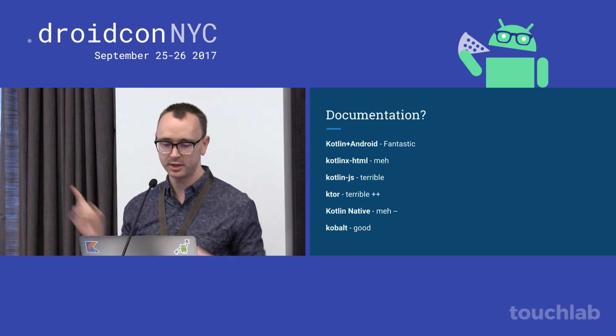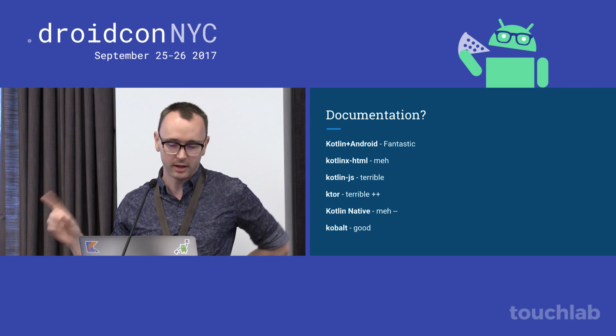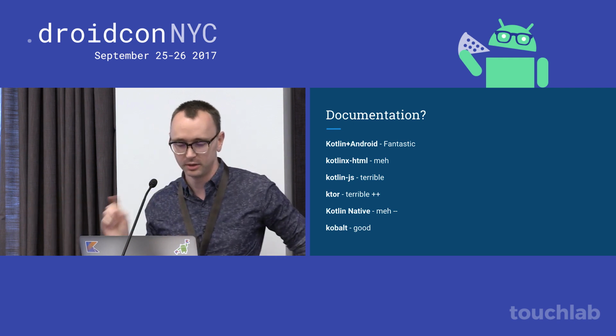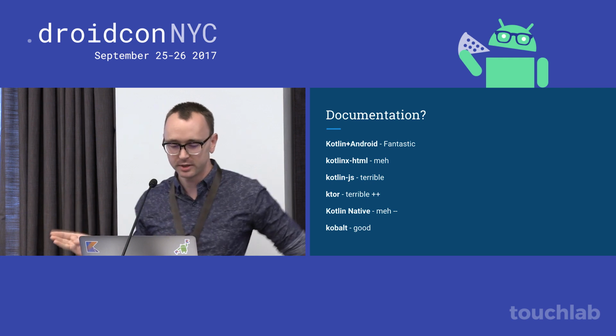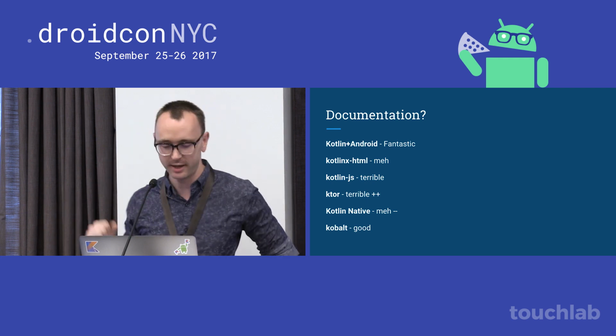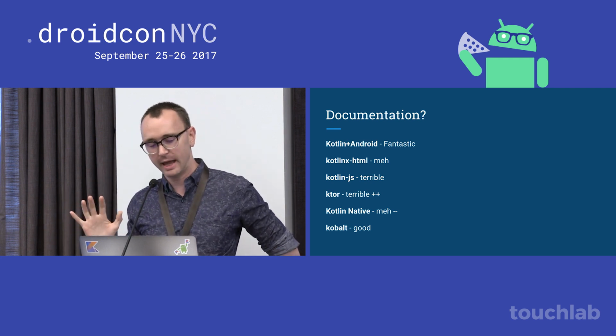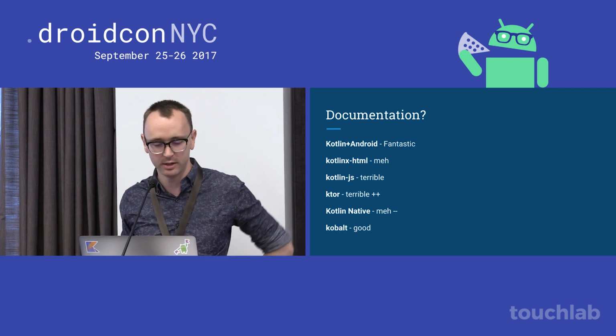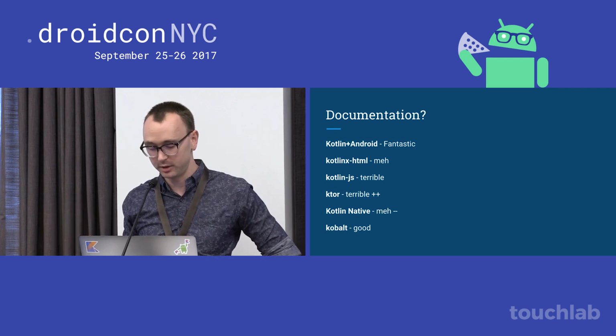Quickly, summary: documentation for Kotlin and Android was really good. Kotlin XHTML wasn't so good. Kotlin JS is actually pretty terrible. Ktor is especially bad. Kotlin Native has really good samples, though the documentation is meh. Kobalt is actually pretty good.